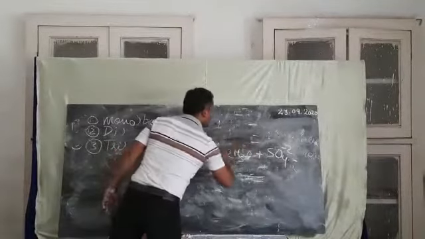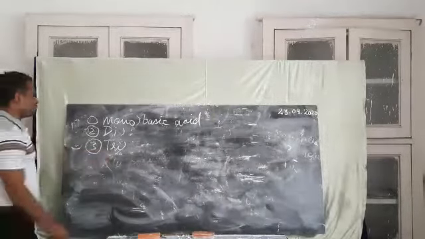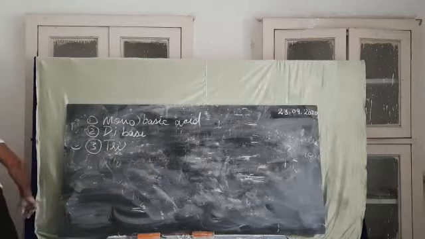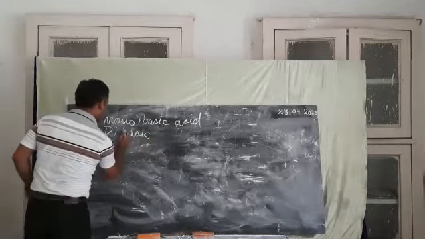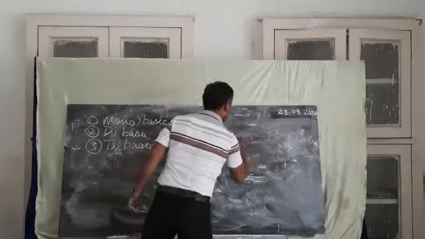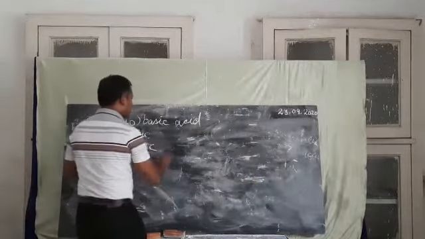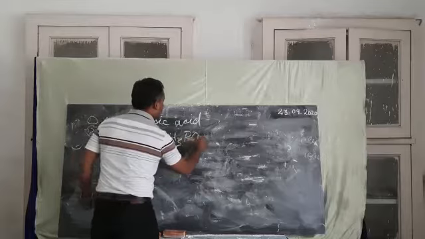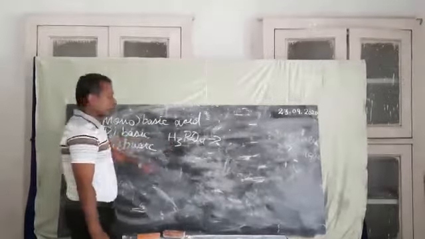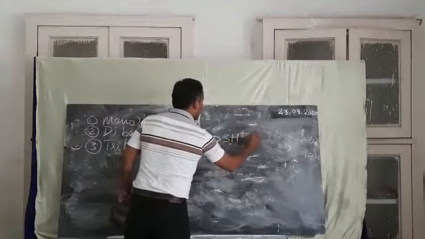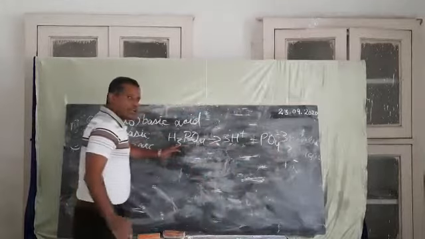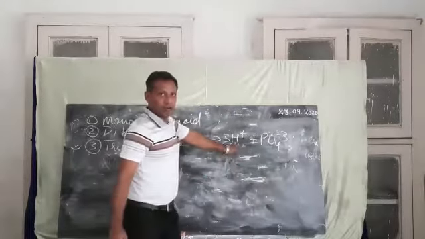Third, you have tribasic acid. So mono, now you have dibasic, and now last is tribasic. Let us take the example of tribasic: H3PO4. You have the acid H3PO4. When it ionizes, there are three hydrogen atoms, so it will be 3H plus ions plus PO4 minus 3. So since there are three hydrogen atoms, it ionizes to give 3 hydronium ions, 3H plus ions.